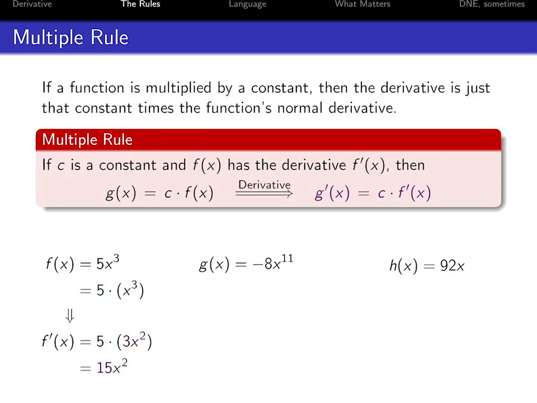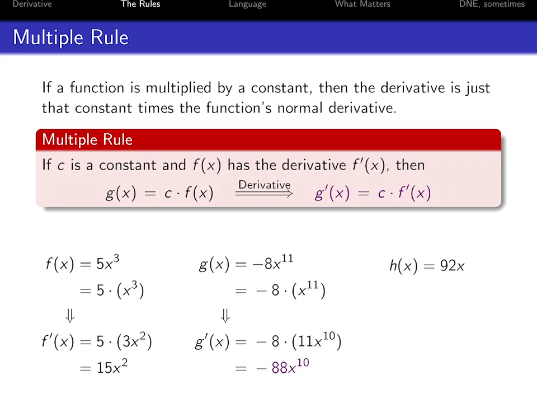and so we get that f prime is 15x squared. We do the exact same thing for g of x. We separate out, we see it's negative 8 times x to the 11th. At this point, we can take the derivative of x to the 11th, so we get 11x to the 10th. We have to keep that negative 8 sticking around, and don't miss that negative sign. It was negative 8 multiplied, so it's negative 8 times 11x to the 10th. We simplify to negative 88x to the 10th for g prime.